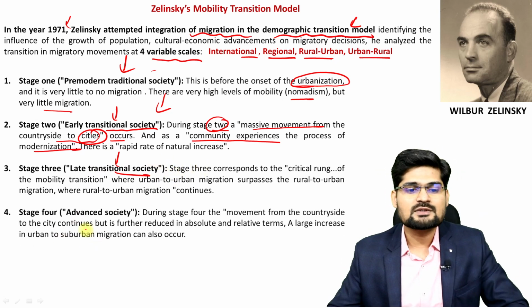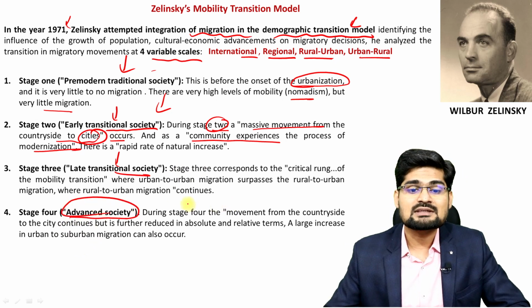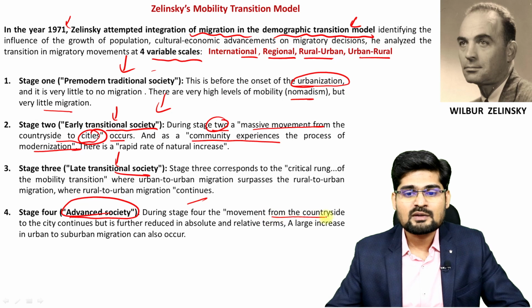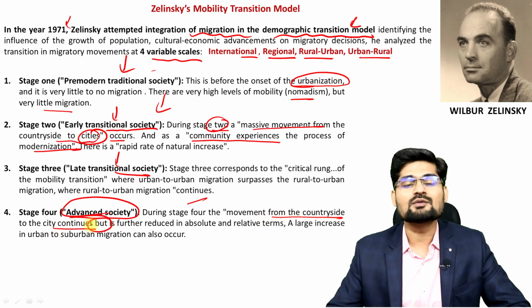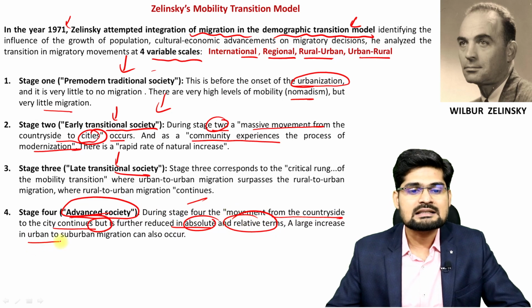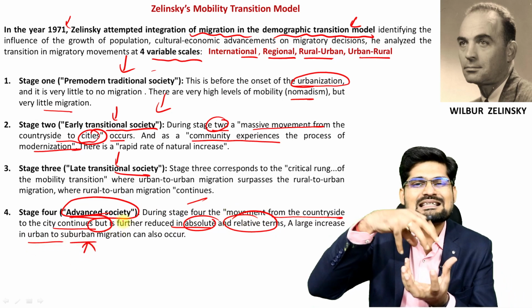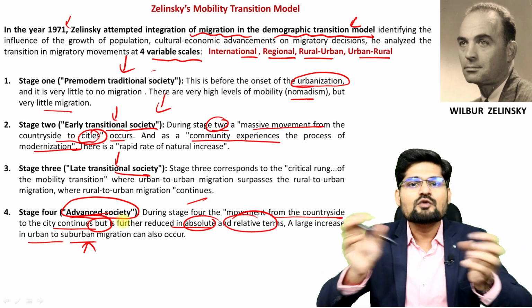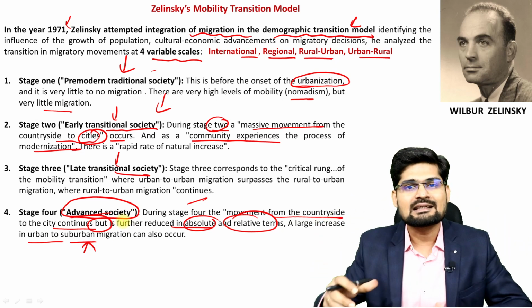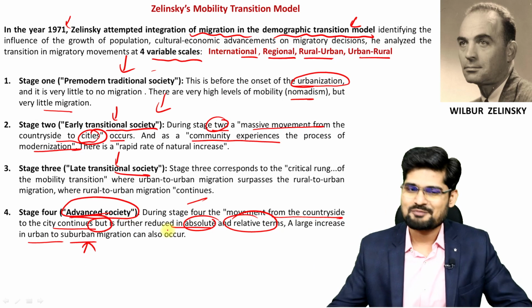Then further, if you observe stage 4, which is the advanced society. So here, when the advanced society happens in stage 4, movement from countryside to the city continues, but is further reduced in absolute and relative terms, as a large increase in urban to suburban migration also happens. It means people from congested urban areas start moving out of the congested city, settling in the suburbs. So the development of suburbia is the important thing here.